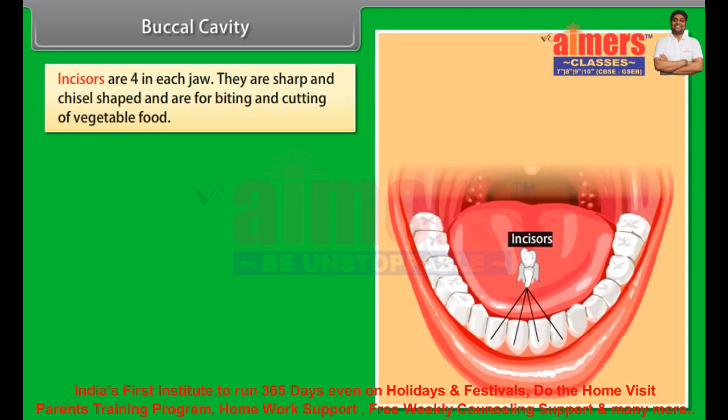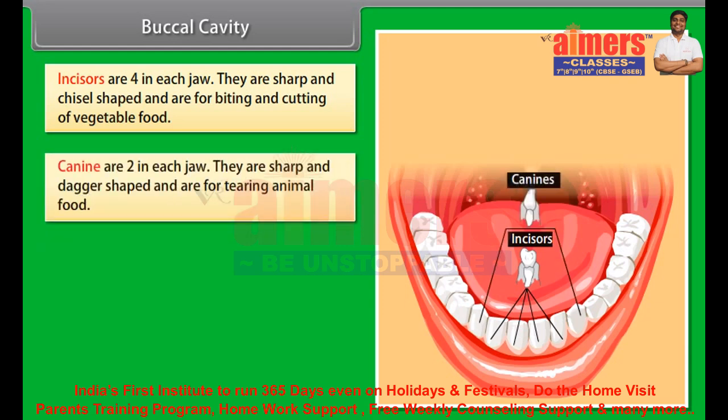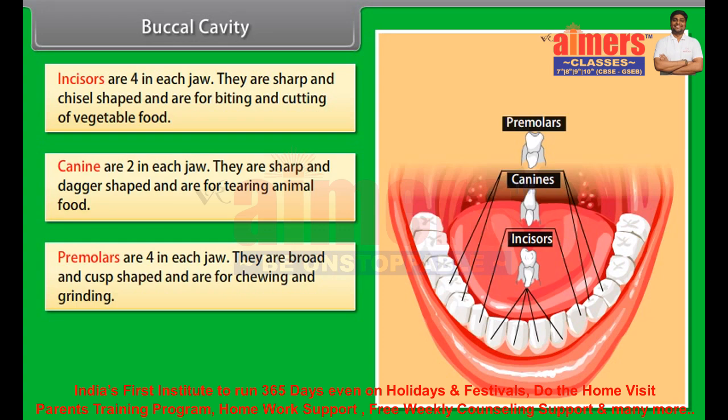Incisors are four in each jaw. They are sharp and chisel-shaped and are for biting and cutting of vegetable food. Canine are two in each jaw. They are sharp and dagger-shaped and are for tearing animal food. Premolars are four in each jaw. They are broad and cusp-shaped and are for chewing and grinding.